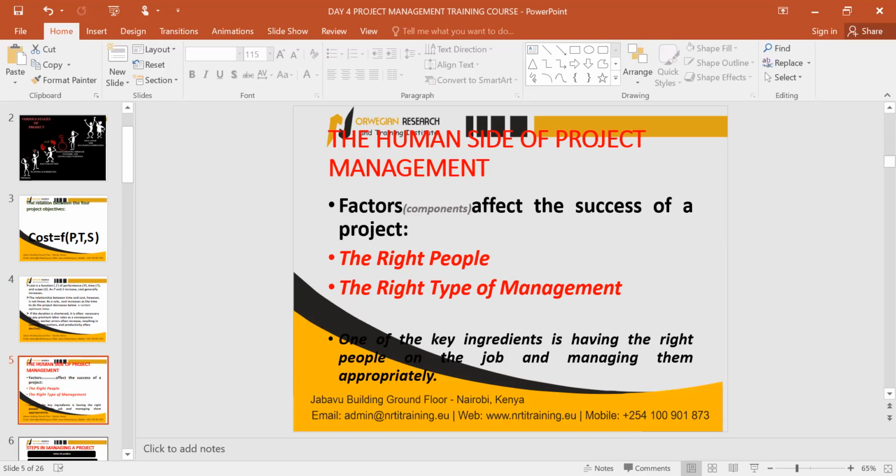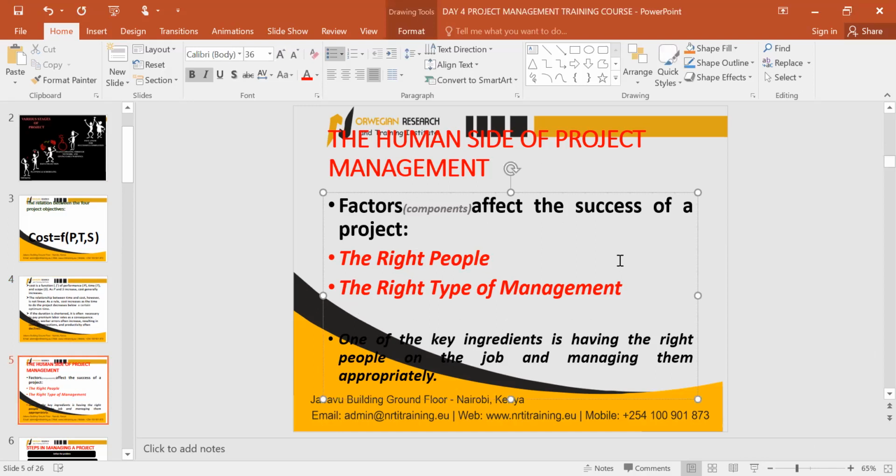Let's look at the human side of project management. And this is the core component in the project implementation stage. This is where we are managing the human resources. But the management of the human resources all starts from the recruitment stage.